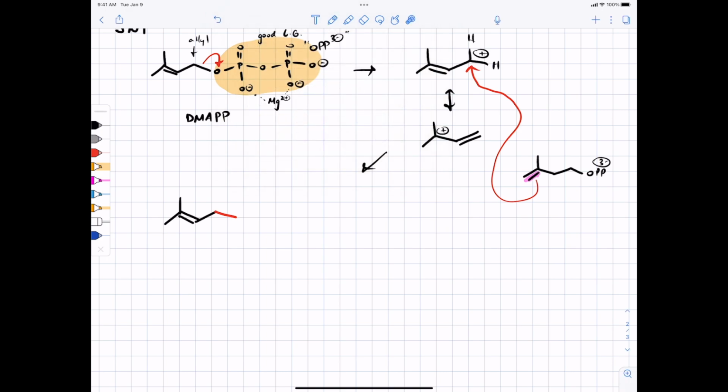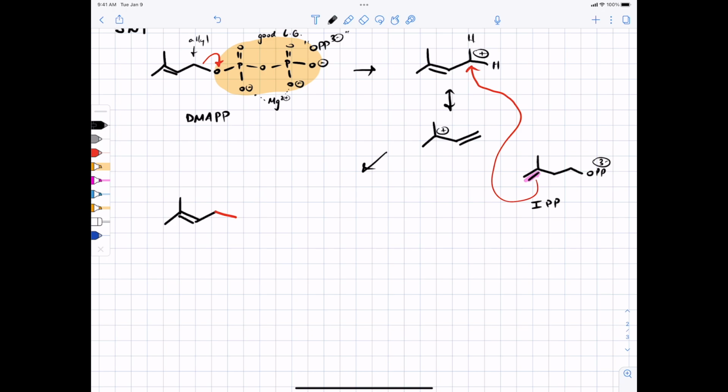Is the one that's attacking, why is it on the terminal end? This is a different molecule. This is called isopentenyl pyrophosphate. So they're actually isomers of each other, and the synthesis of either of them happens through the same pathway. It's just at the last step where the double bond changes.